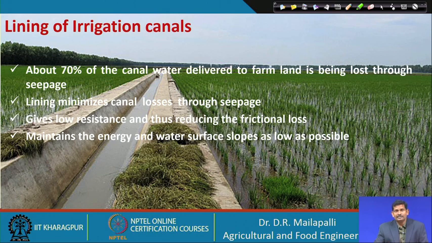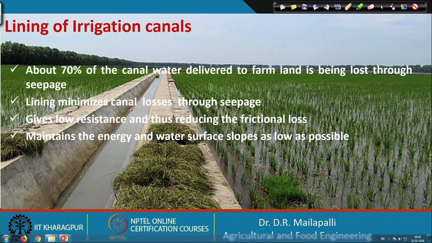canal to the field level is going to be lost through the conveyance process because of the seepage. Seepage is the major loss from the canal irrigation supply. So, the lining is very important in this case. That lining basically minimizes the canal loss through the seepage, and it gives low resistance, thus reducing the friction losses.